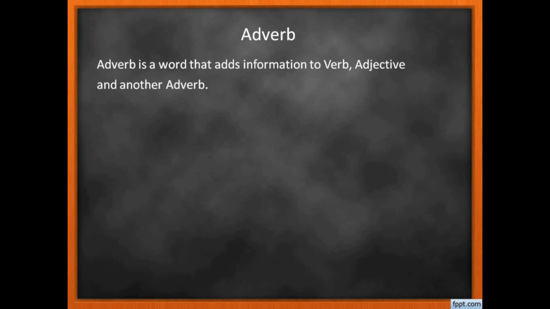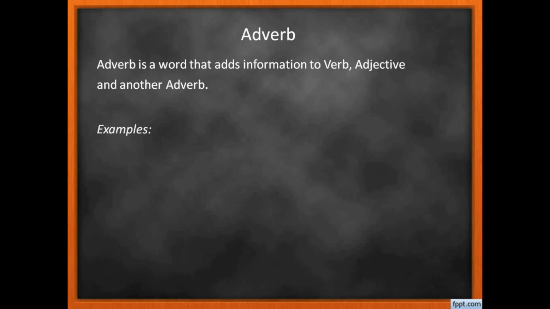Okay, let us know what adverbs are. An adverb is a word that adds information to a verb, an adjective, and another adverb. Adverbs usually answer questions like when, why, how, in what way an action was done. Let me show you the sentences and you can see all the adverbs in the sentences.